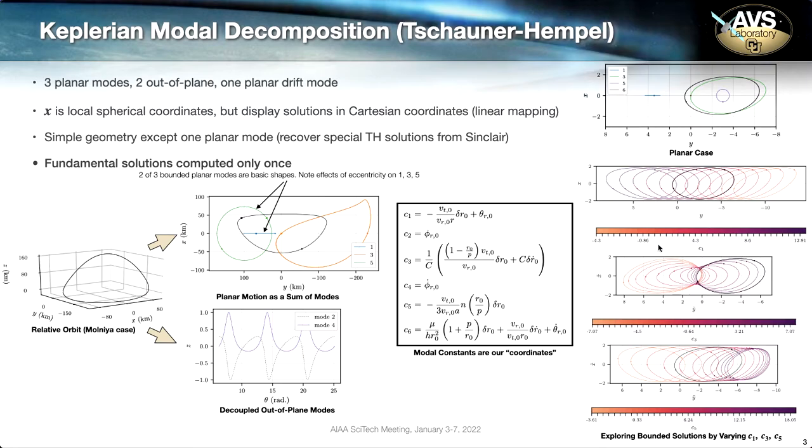Then in these three plots below, I show how varying the scale of the three modal constants affects the type of motion I get. So this is a very convenient way to explore the relative motion problem because it would allow an astrodynamicist to quickly explore the possible types of motion and pick one that's useful. Over here, I give the new modal constants in terms of the spherical coordinate initial relative state conditions. So because these modal constants are integrals of motion for the unperturbed problem, we can express them in this way in terms of these initial conditions.